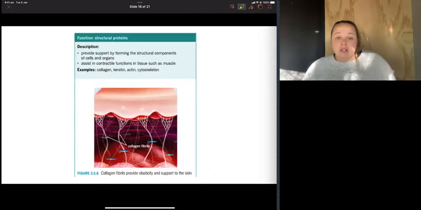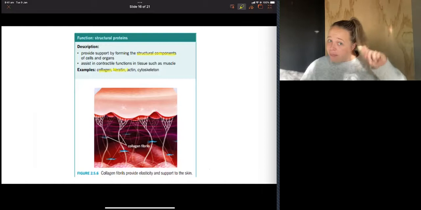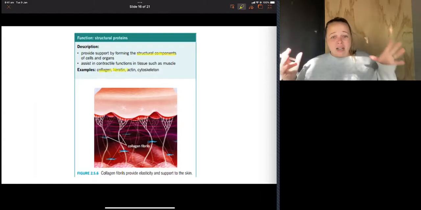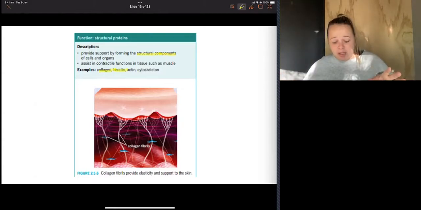We've also got structural proteins. These are ones that essentially do a whole bunch of different structural components in the body. Things like collagen in our skin to keep it nice and firm, keratin in our hair. Actin is one of the ones out of the muscles, and our cytoskeleton. So every single cell has a cytoskeleton in it, and that is made of proteins.